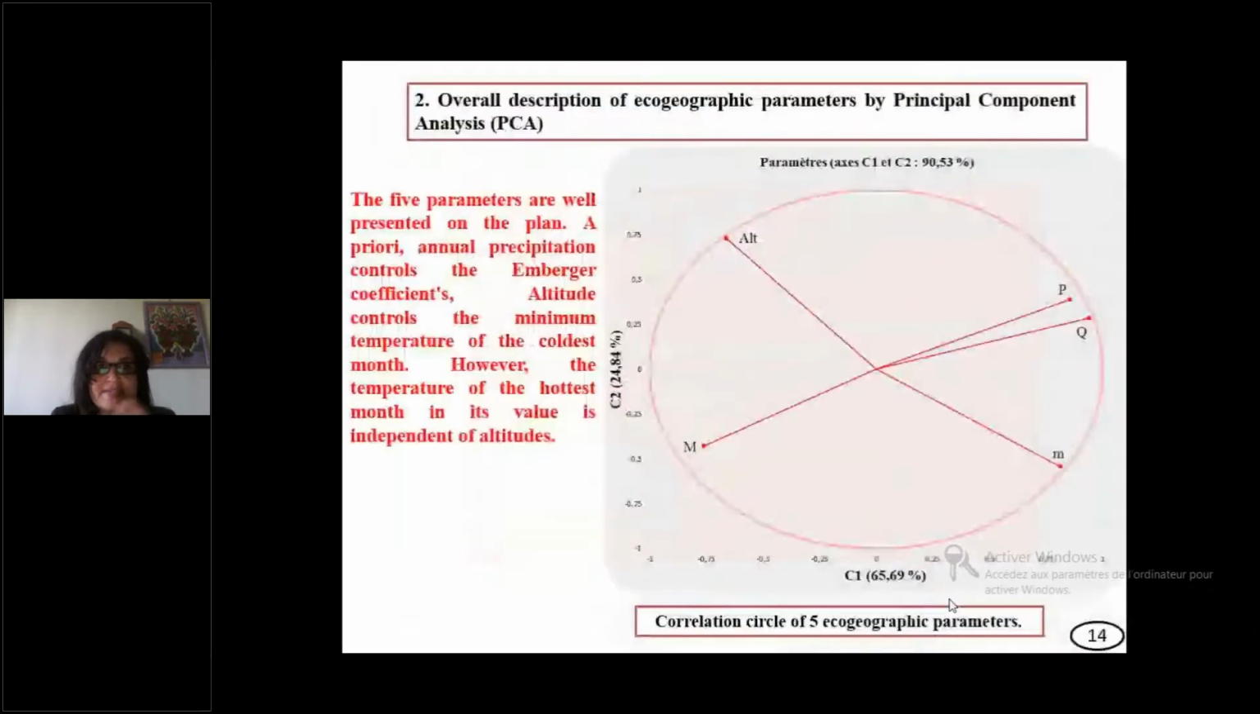The result of our overall description of ecogeographic parameters by principal component analysis: the 5 parameters are well presented on the plan. A priori, the annual precipitation controls the Emberger coefficient, and altitude controls the minimum temperature of the coldest month. However, the temperature of the hottest month, in its value, is independent of altitude.